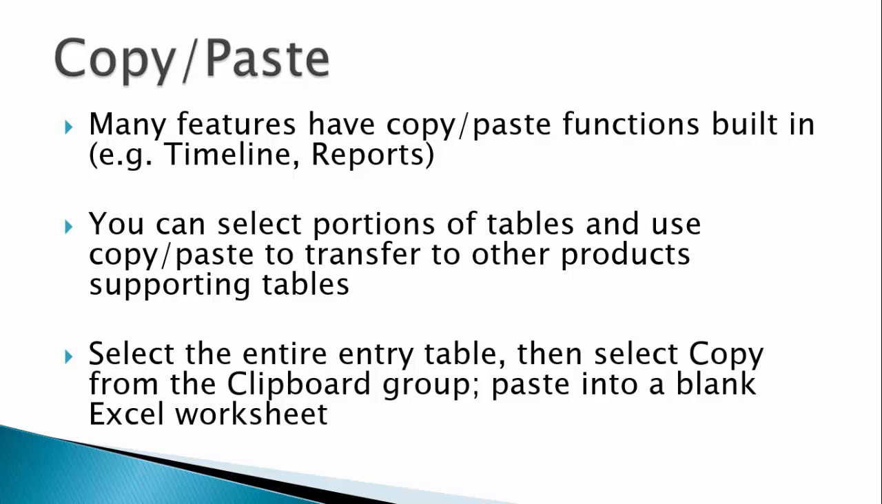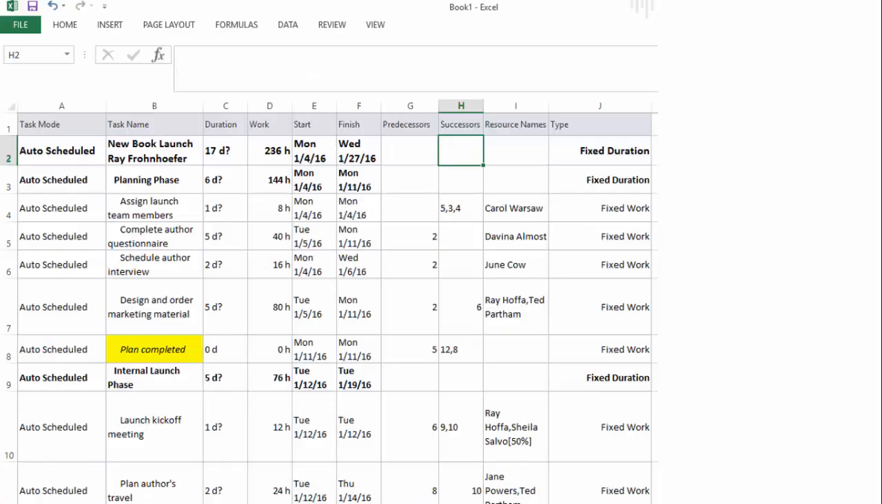To see this in action, start from a Gantt chart view and select the entire entry table. Click Copy in the Clipboard group of the Task tab. You can paste into a blank Excel worksheet. With just a little manipulation, we can get a readable sheet that preserved all the formatting of the original entry table, such as the highlighting of the milestone visible in the middle of the image.